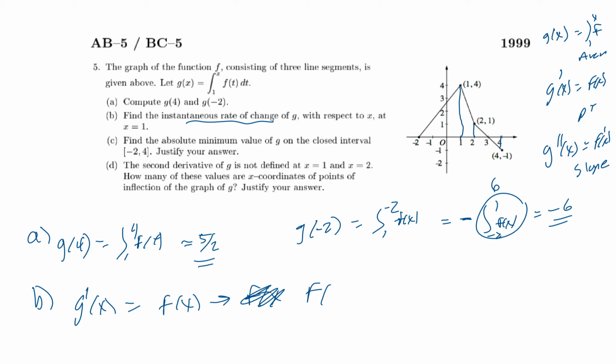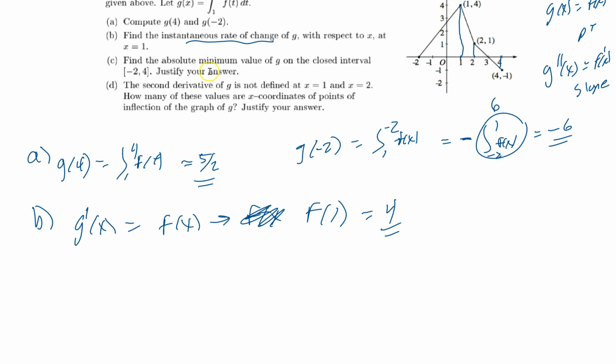So f of 1 is just 4. Done. Find the absolute minimum value of g on the closed interval negative 2 to 4. Justify your answer. Oh, one of these. Remember, absolute min never changes, guys. Critical points plus endpoints.